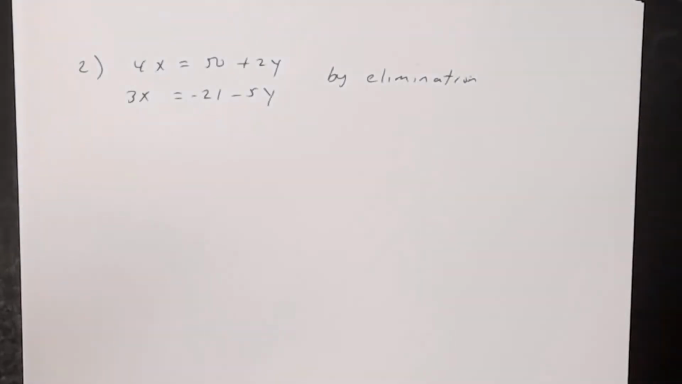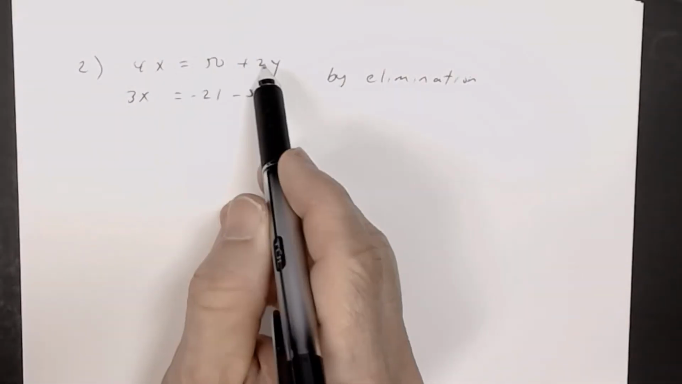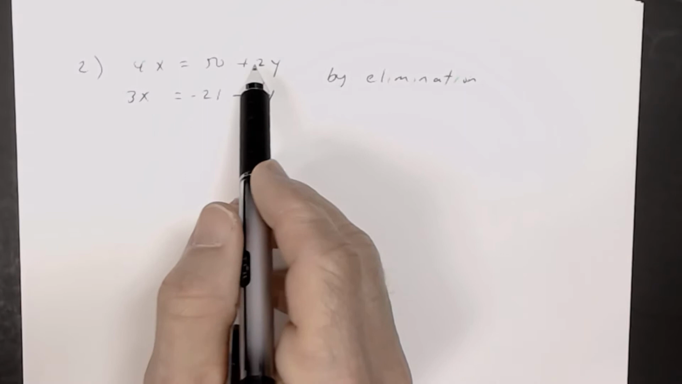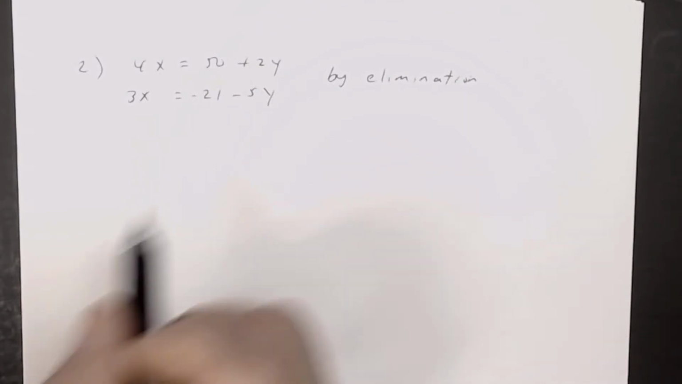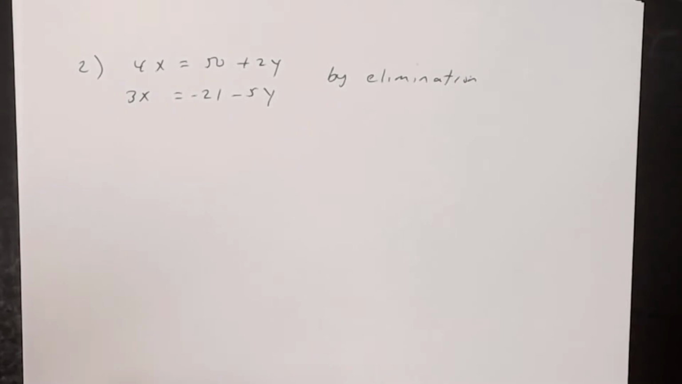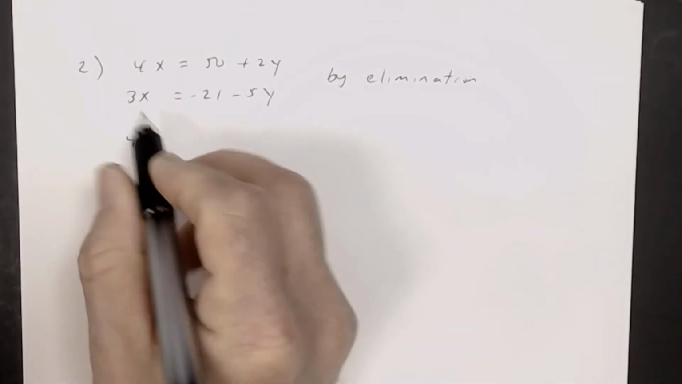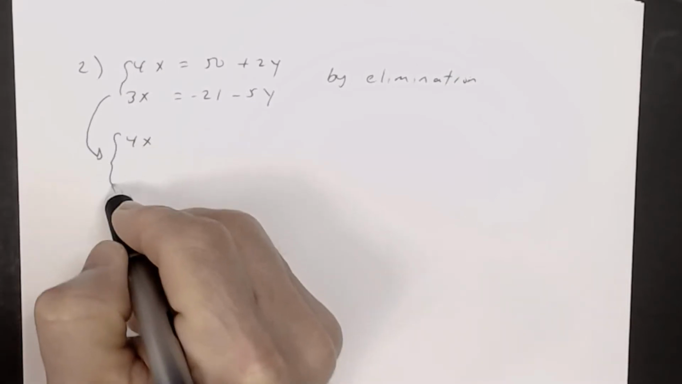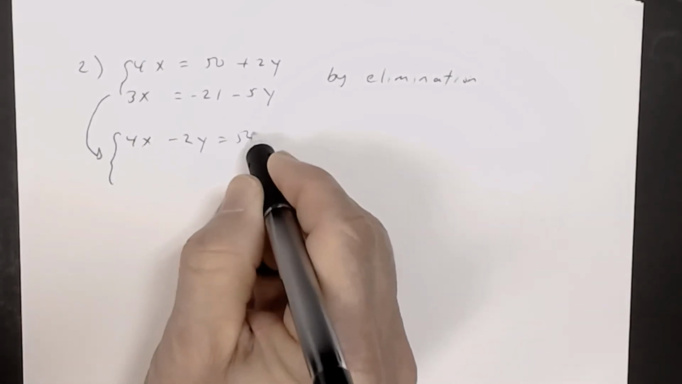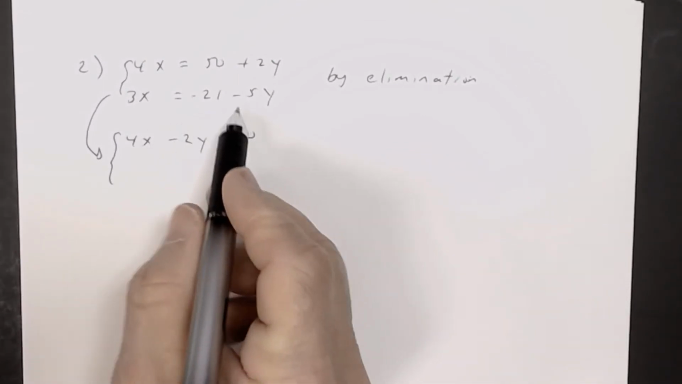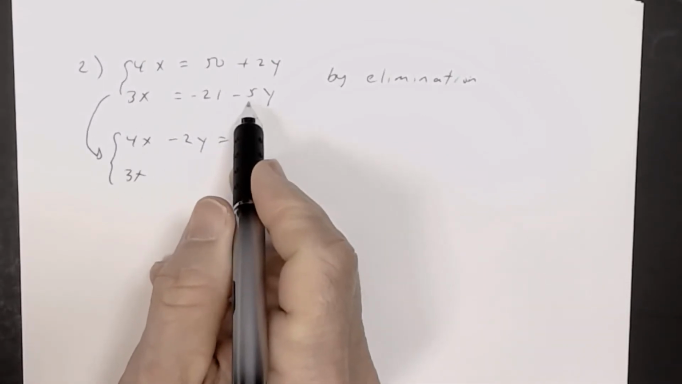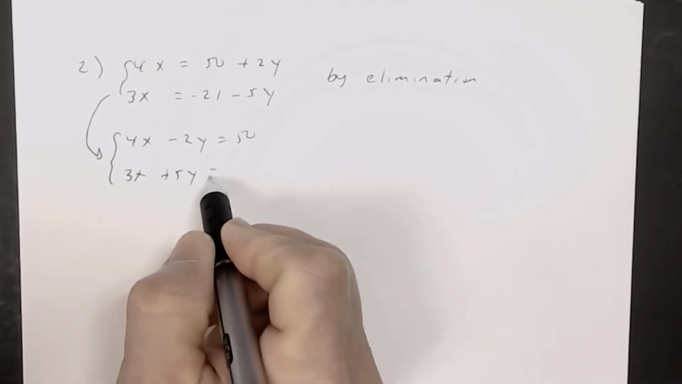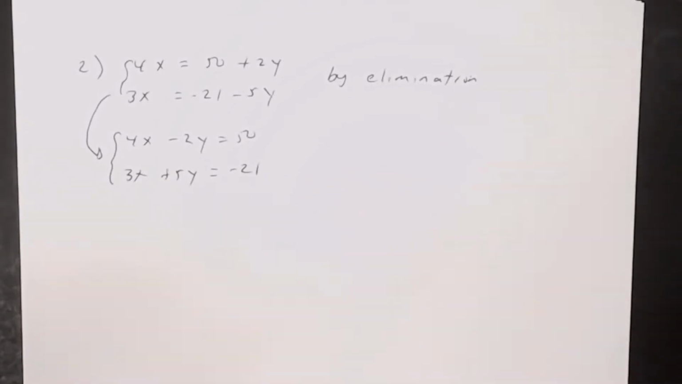If I'm going to do this by elimination, I'm going to write all these in a better form. I'm going to bring all the variables to one side and the constants to the other, and line up the variables. So if I look at that first equation, I'm going to have 4x, and when I bring this 2y over, I'm going to have minus 2y. So 4x minus 2y equal 50, okay? And then over here, I'm going to get 3x, and when I add 5y to both sides, we get plus 5y equal negative 21. All right, so that's where I'm at.